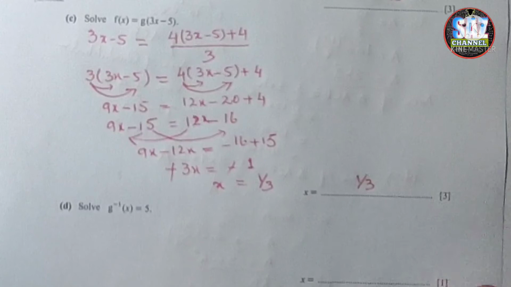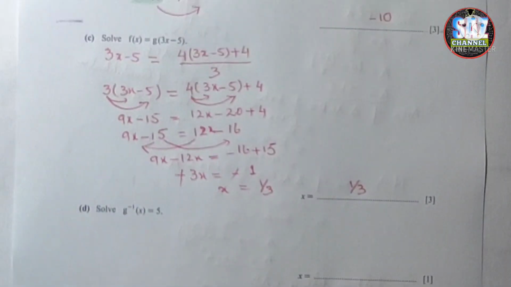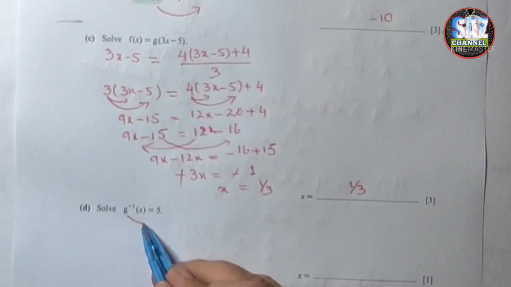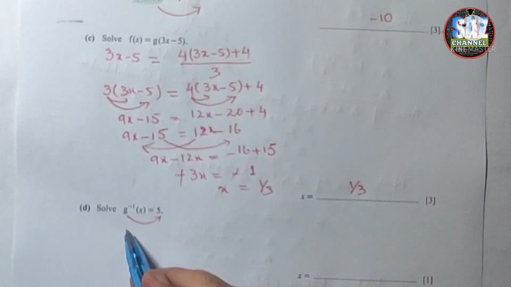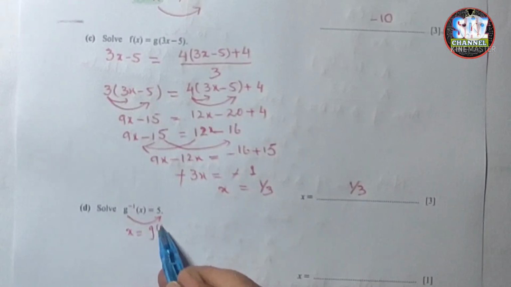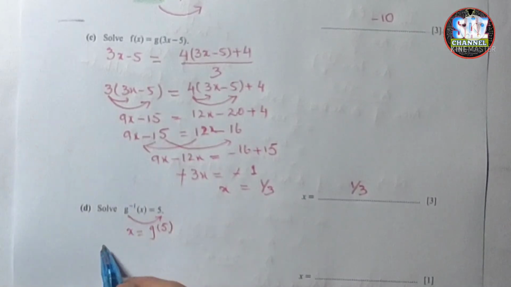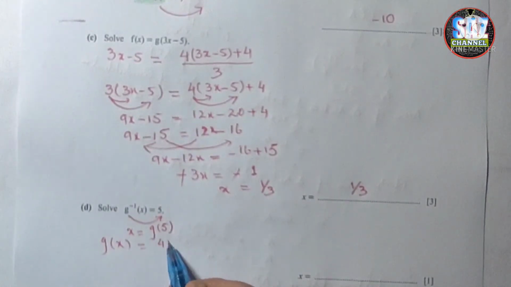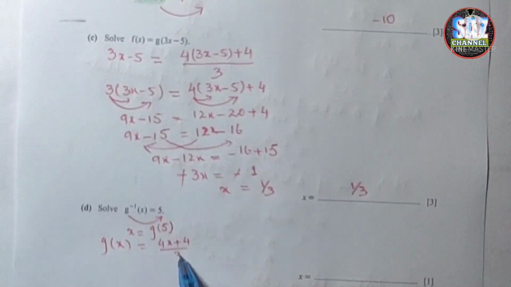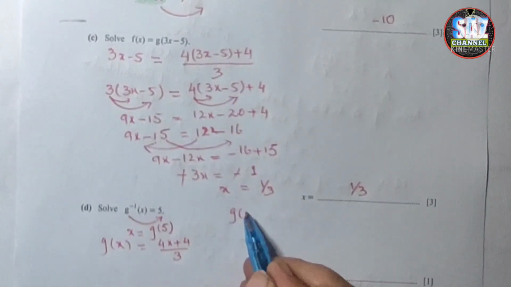Moving to the last part of the question, it says solve g inverse of x equals to 5. And if you look at the marks which are given, they are 1. So it means we have to find some easy way of solving this question. We should not go for lengthy working and lengthy calculation. If we shift this g to the other side, we can have x equals to g of 5. So we will be finding g of 5 first. g of x is 4x plus 4 over 3.